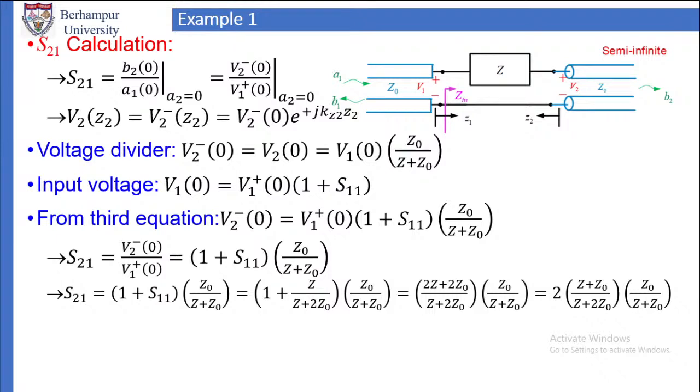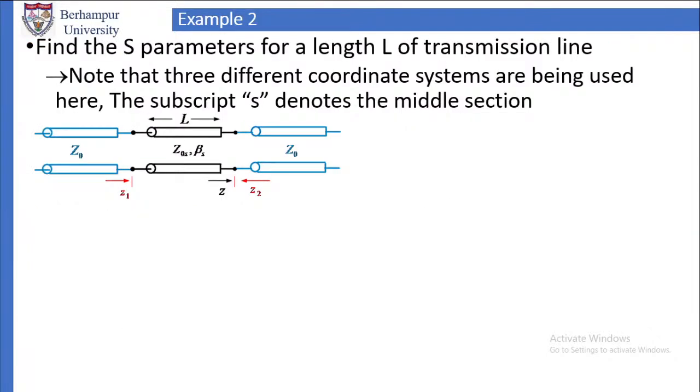Now Z plus Z0 is in the numerator and in the denominator, so they will cancel out, leaving 2 in the numerator. So this will be 2 into (Z plus Z0) by (Z plus 2Z0), whole into Z0 by (Z plus Z0). So that will be S21. Now by symmetry, S12 is equal to S21 is equal to 2Z0 by (Z plus 2Z0). So this is for this transmission line.